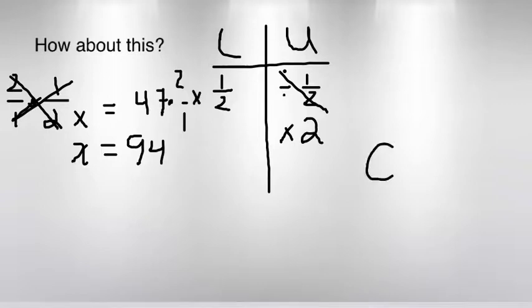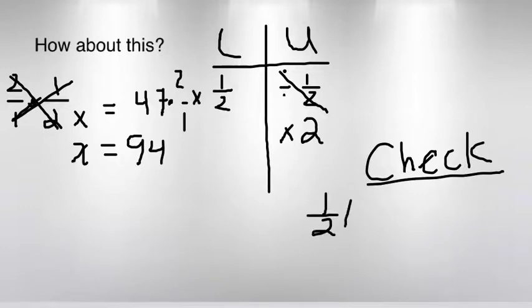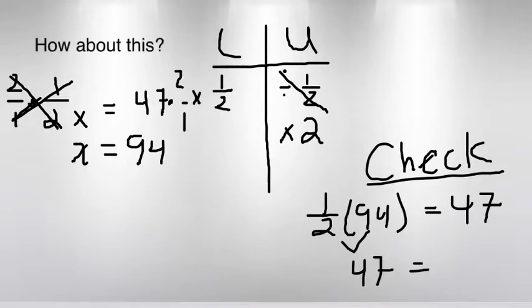So when we check this answer, we're going to say 1/2 of 94 equals 47. Well, what is 94 divided by 2? Or what is 1/2 of 94? It actually is 47. So I'm going to say 47 equals 47. Okay? So be careful with these because we are using multiplication to solve it. It's just that we're multiplying by the reciprocal.